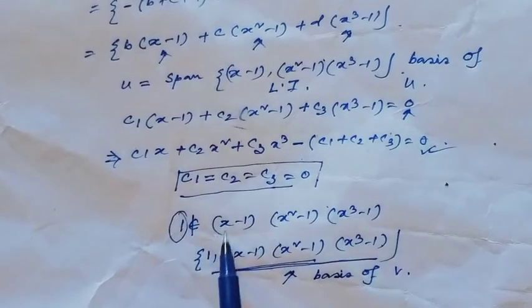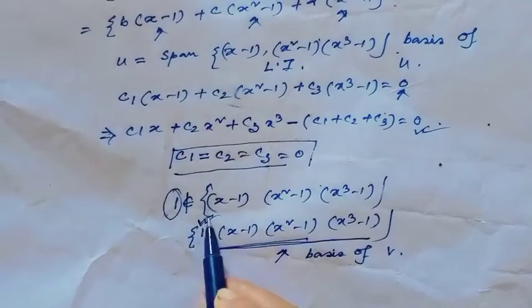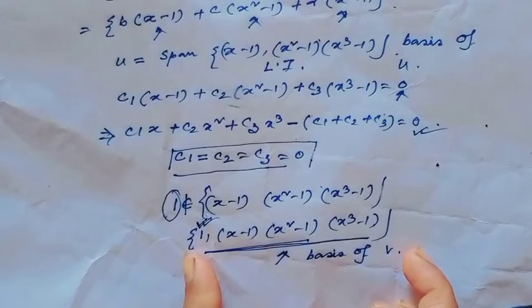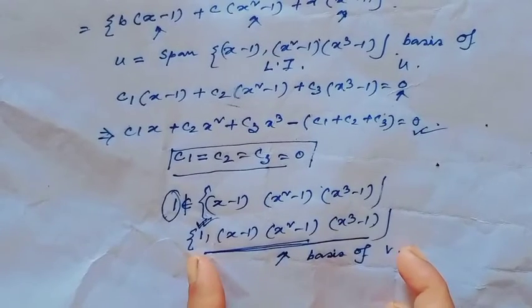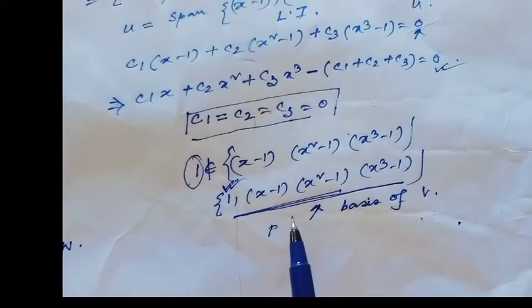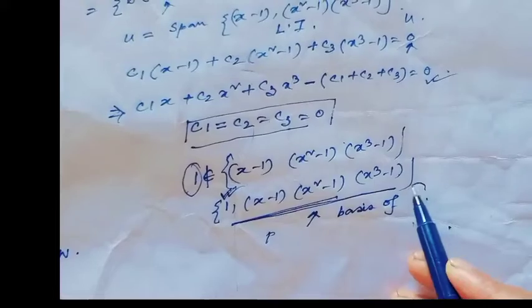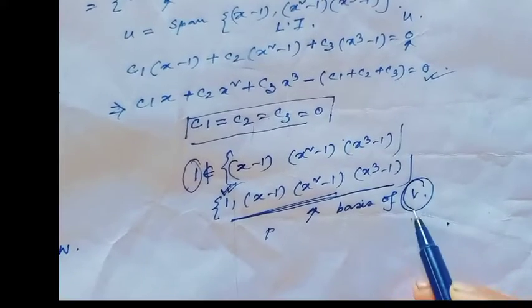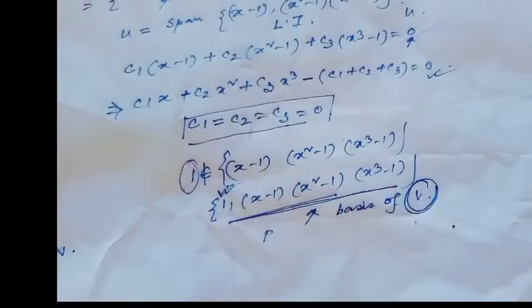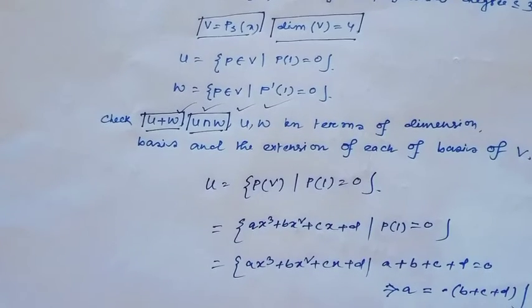Since 1 does not belong to this vector set, we can include the vector 1 in this set. And since all the vectors are linearly independent, obviously this spanning set is a basis of the original vector space V.